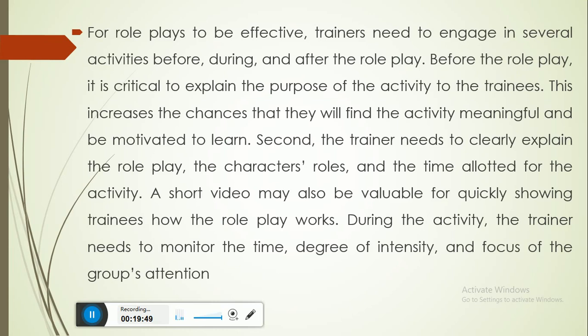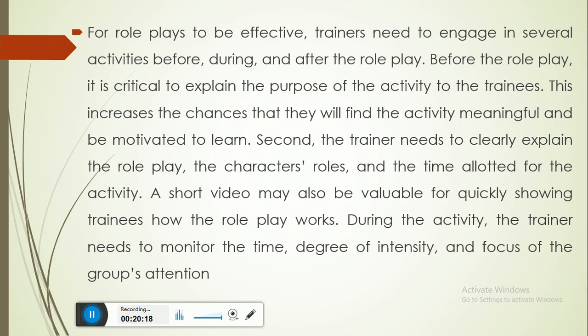Before the role play, it's critical to explain the purpose of the activity to the trainees. So why we are doing certain activities in the class, why we are playing role play in the class. You need to explain the reason, the purpose behind the role play, why you need to provide this type of role play, this type of scenario, this type of character, what's the reason behind. You need to explain these points in detail.